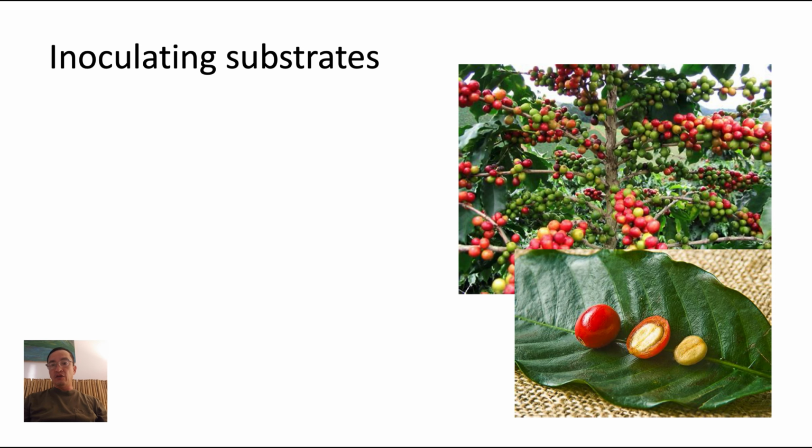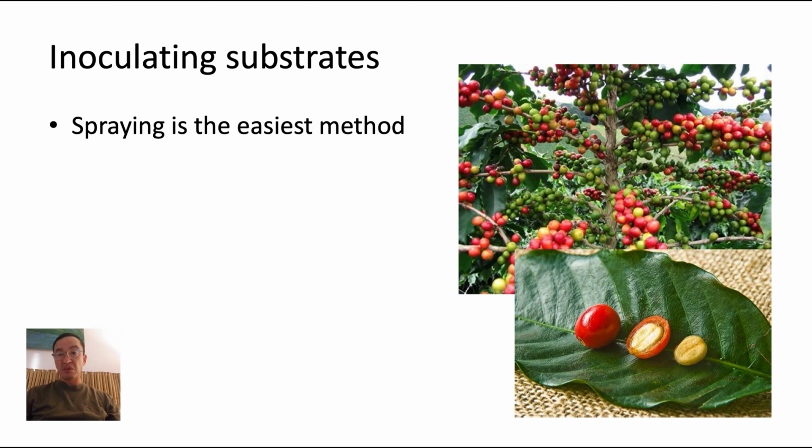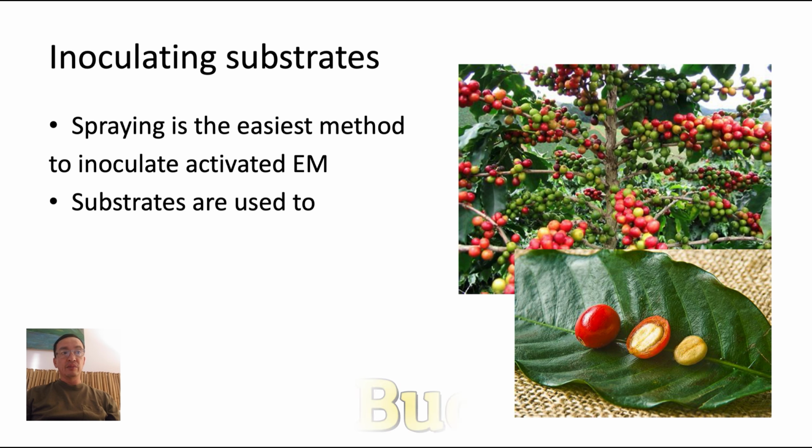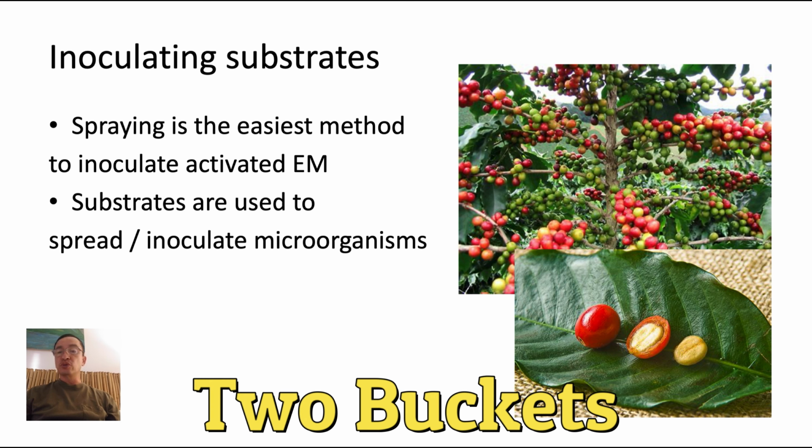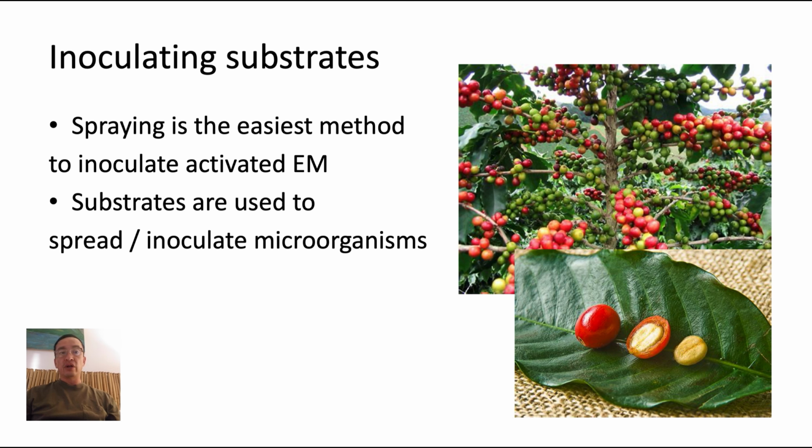So let's say we want to create a substrate. Why would we create a substrate? One of the things that we do is create substrates to spread the effective microorganisms. The best thing is to spray. For me, the best thing is to spray them and inoculate the EM, but substrates can be used to spread and inoculate microorganisms in other locations.